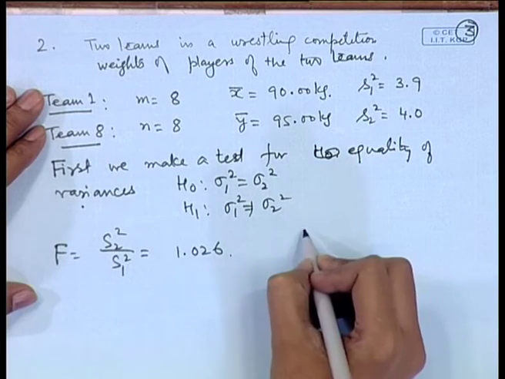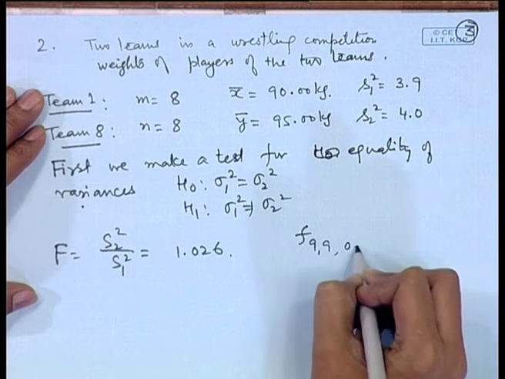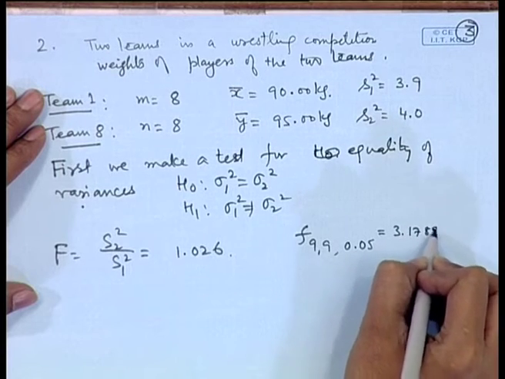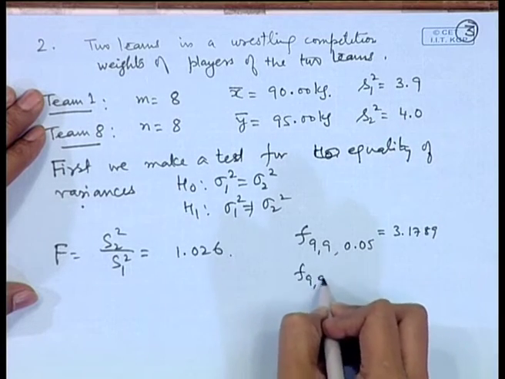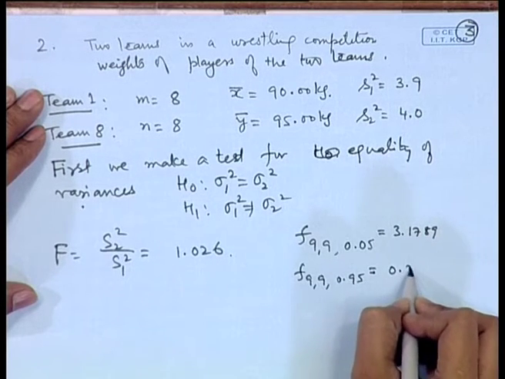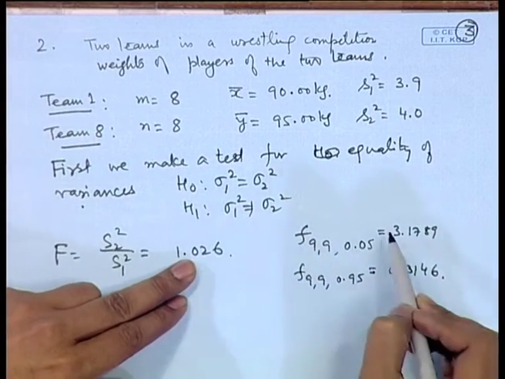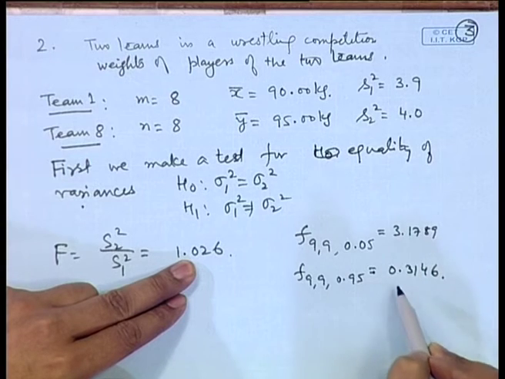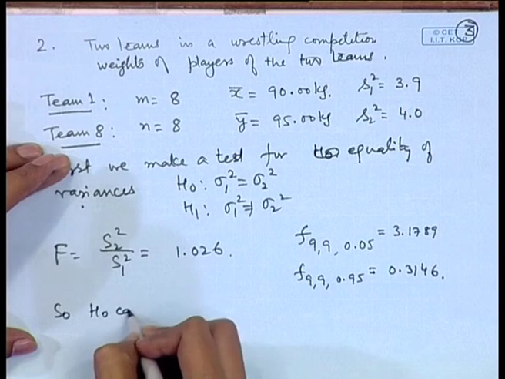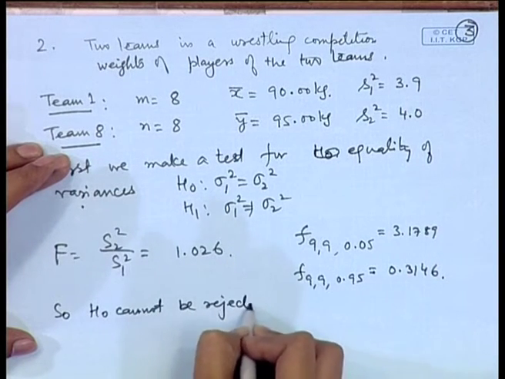1.026. Now, if we look at the f value on 9 degrees of freedom at say 0.05, then it is 3.1789. If we see f 9 9 0.95, that is equal to 0.3146. So, you see here 1.026 is not greater than this value, it is not less than this value. So, H naught cannot be rejected.